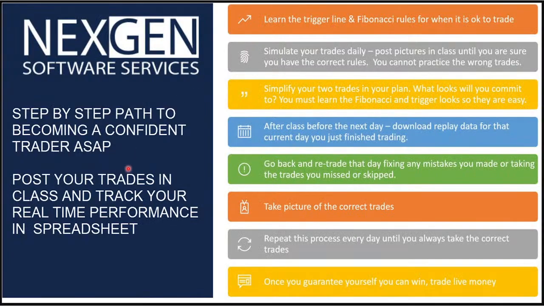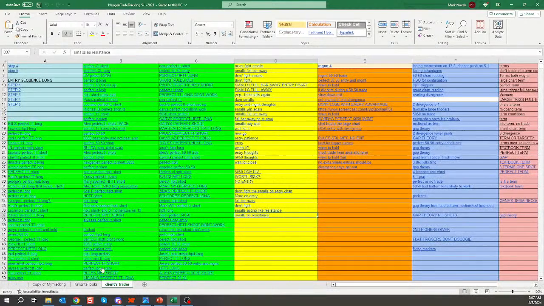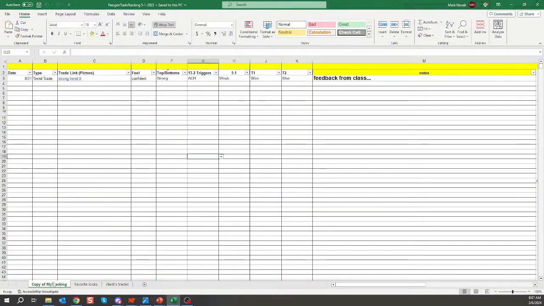But I have to remind you guys that the easiest way to get to where you want to be, and I know I sound like a broken record, post your trades in class, post your pictures in class, post your questions in class. That's the quickest way to get to where you want to be. And then the second part of that is use your spreadsheet, guys. There's 3 tabs on the spreadsheet that Nexgen gave you. I'm going to give you mine. I share mine every morning so that you have one.